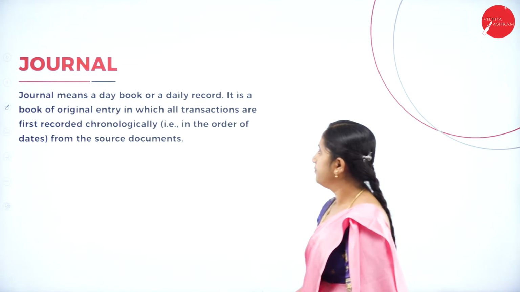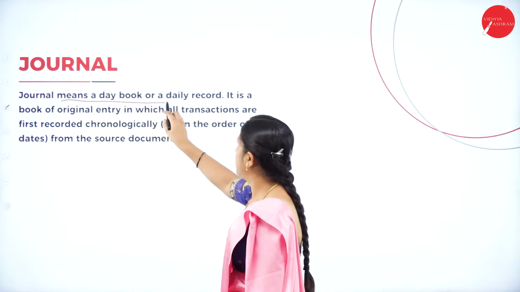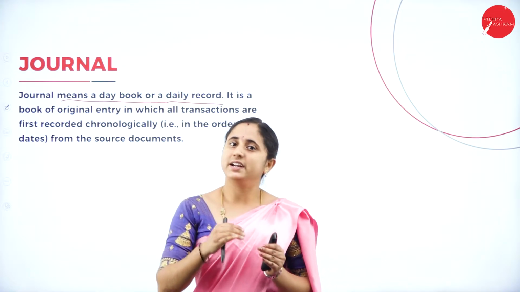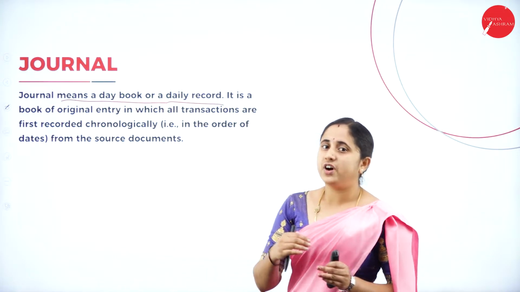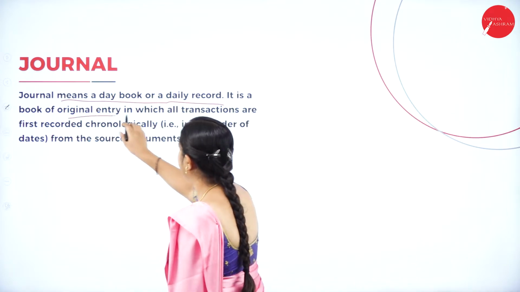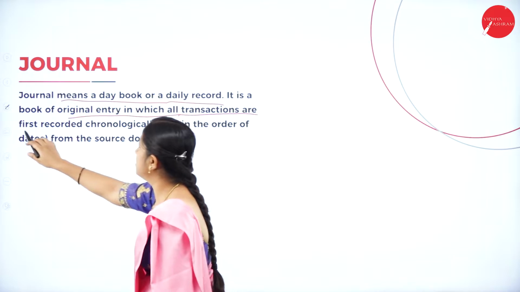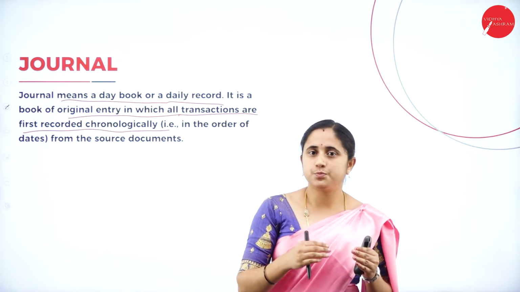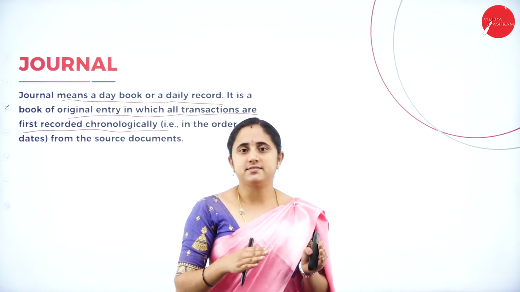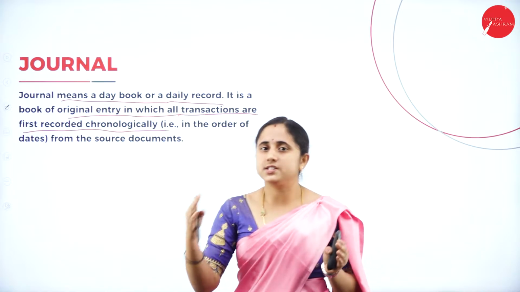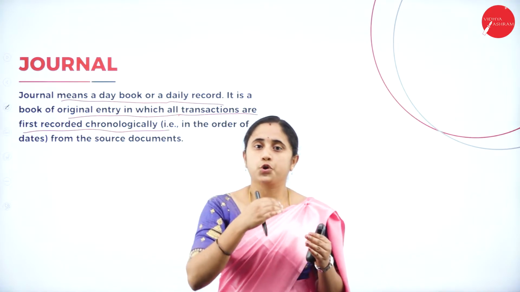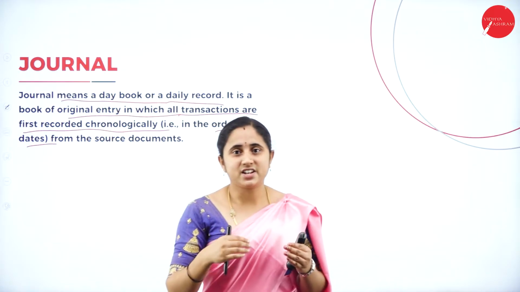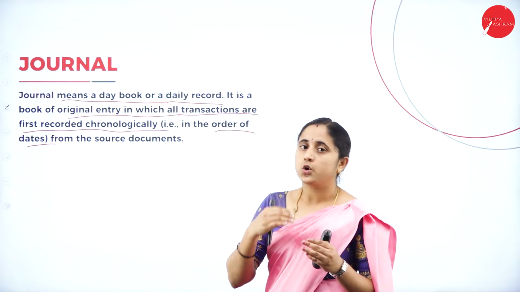Next, journal. Journal means a day book or daily record. In simple, journal is a book which records daily transactions. It is the first book, the original entry in which all the transactions are first recorded chronologically. All the transactions made in the business are firstly recorded in the journal in chronological order, that is, date order, according to the date the transaction has taken place.